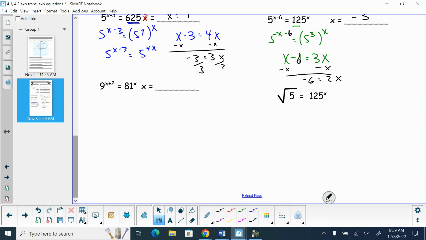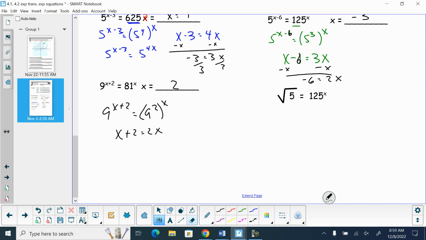Jacob, what do you come up with? 9 to the second power times x. What's your answer? 2. X equals the value of 2. Go with that. We have 9 to the x plus 2 is equal to 9 squared to the x power. So we have x plus 2 is equal to 2x. So x equals the value of 2.